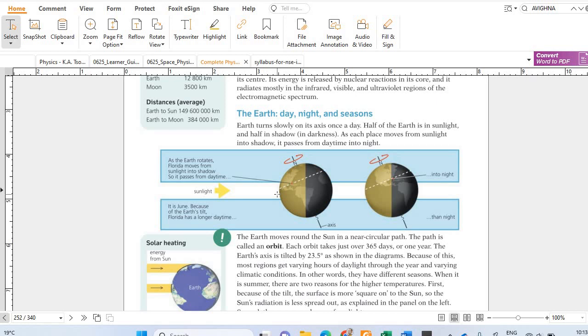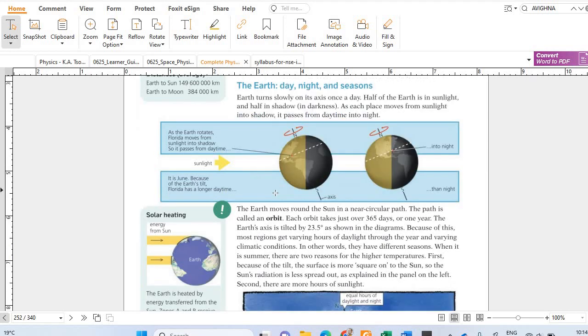So the reverse will be the case with the southern hemisphere. When the Earth goes to the opposite side of its circular orbit, the southern hemisphere will be closer to the sun, and countries in the southern hemisphere will have longer days and shorter nights, so they will have summer. So during December, January, the southern hemisphere will have summer, but the northern hemisphere will have winter. So like this, between the northern and southern hemispheres, the seasons are exchanged.